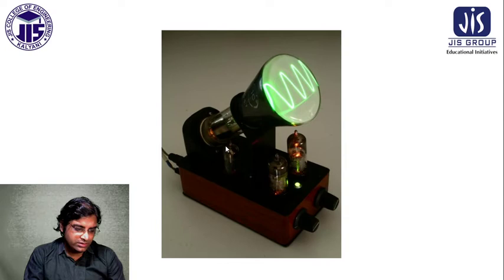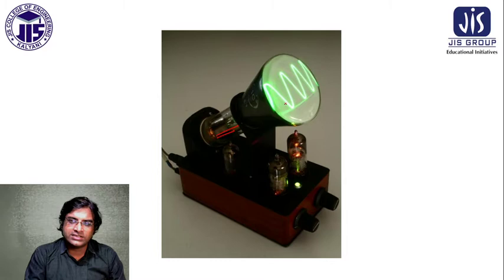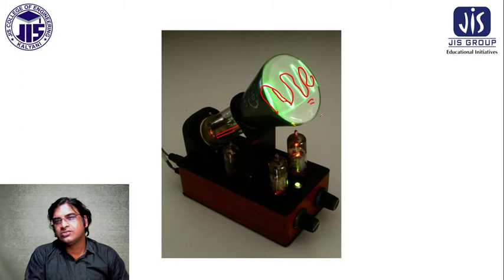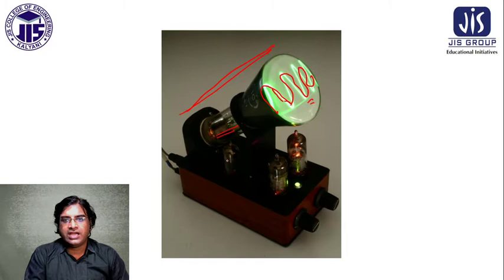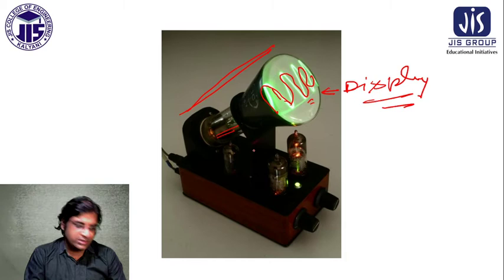Basically, the triode is there, and the electrons flow here, representing the signal in here. Okay, this is the signal in here. So this is actually the triode. In case of this triode, the electrons flow from here to here, and it represents the display in here. So this is the television.